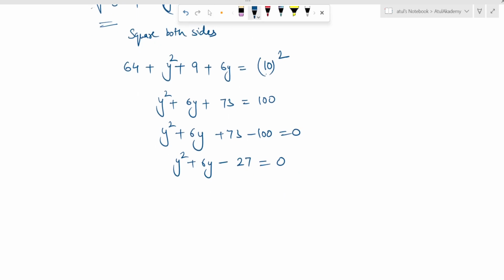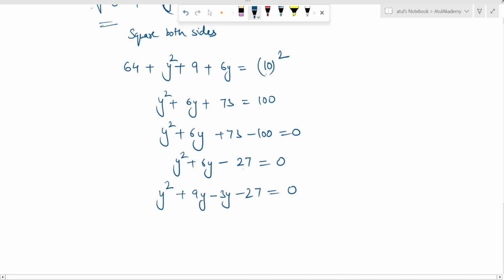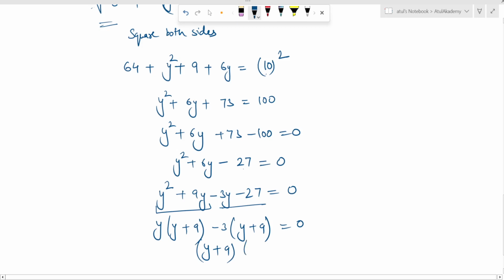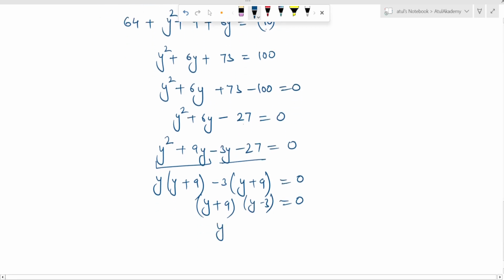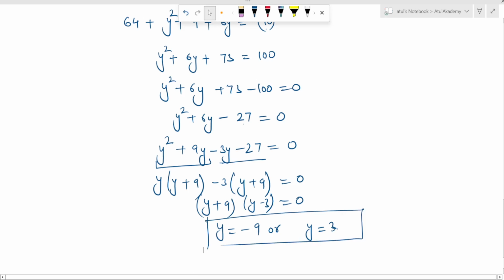Now we need to factorize it by using middle term split. So y square, factors of 27 are 9 into 3. We can use plus 9y minus 3y minus 27 equals 0. From these two, let's take y common, y plus 9. From these two I can take minus 3 common, y plus 9, equals 0. So I have (y plus 9)(y minus 3) equals 0. So you can say that y equals minus 9 or y equals 3. So these are the two values of y we will get. I hope this is also clear.